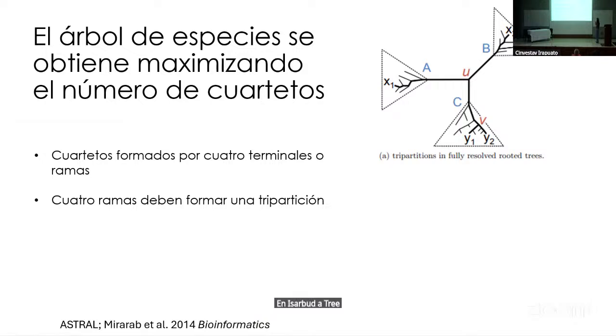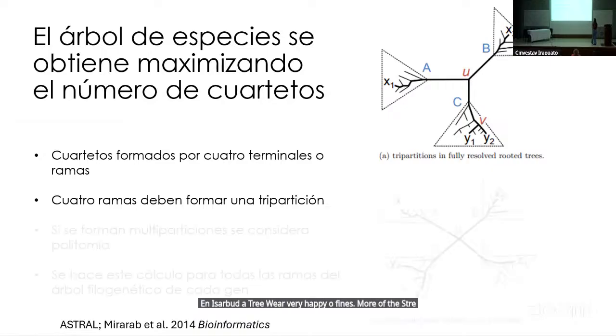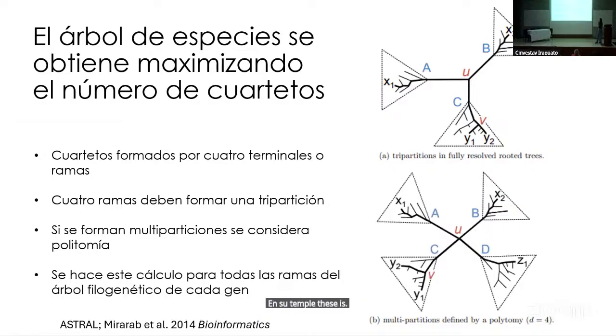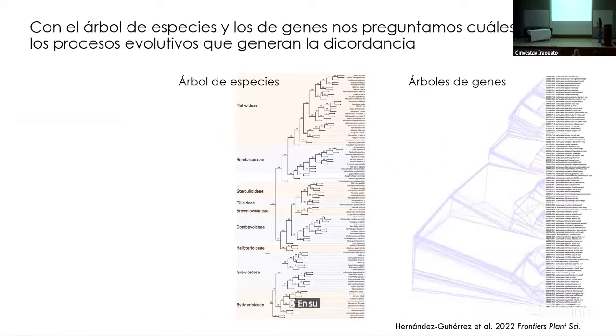And so this is a tripartition that is fully resolved, and it's a rooted tree. And so we are very happy, and we want to find more of this in a phylogeny to build the species tree, okay? And here, for example, this is not a tripartition, this is a multipartition, and this is called a polytomy. We cannot resolve this with the genes, okay? And so we are not taking this into consideration, and we're scoring the number of quartets that we found forming a tripartition, okay? And so this calculation is for all the branches in the phylogenetic tree of every gene. And so the algorithm is counting all the tripartitions from quartets, okay? And so at the end, we want to maximize the number of quartets in our database.